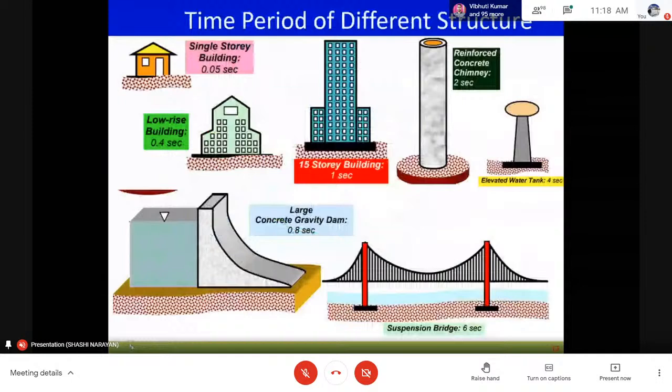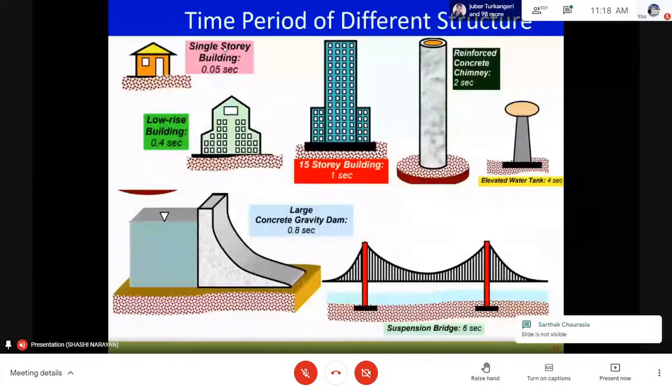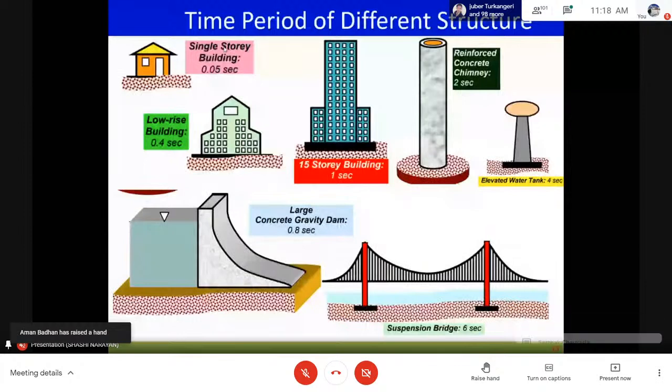Typically, the time periods of structures which we take into consideration are: single-story building 0.05 seconds, low-rise building 0.4 seconds, 15-story building 1 second, reinforced concrete chimney 2 seconds. So as we go on increasing the time period, we have already seen that SA by g will have a lesser value. So based on the approximate time period of the structure, we determine the SA by g value for the structure.